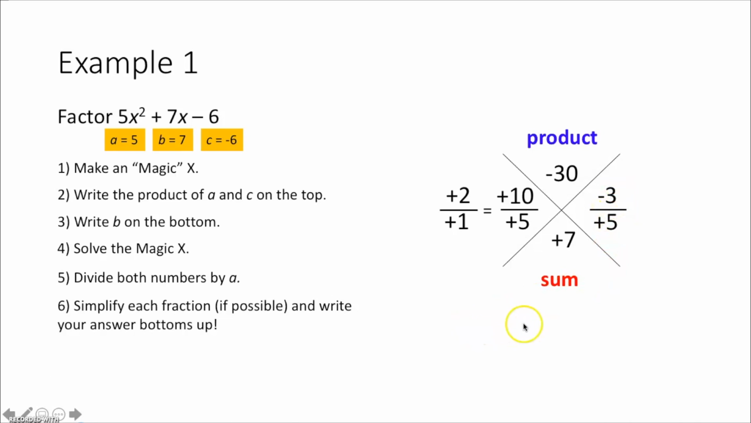So in our first set of parentheses, we're going to go bottoms up, we go 1x plus 2. And in the second set of parentheses, we're going to go bottoms up 5x minus 3.